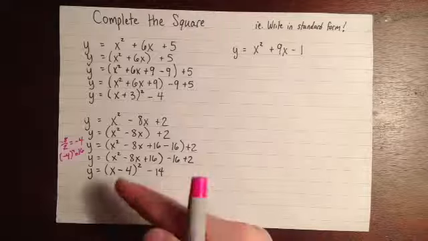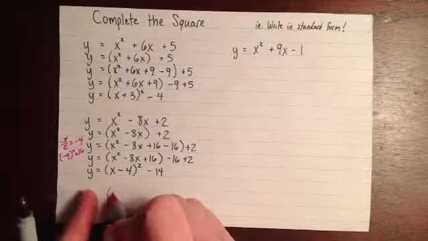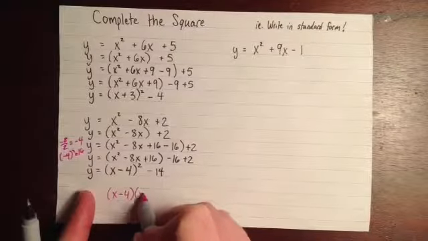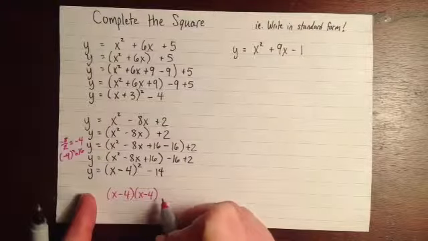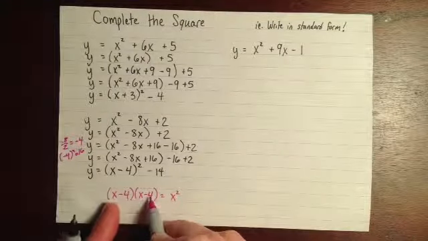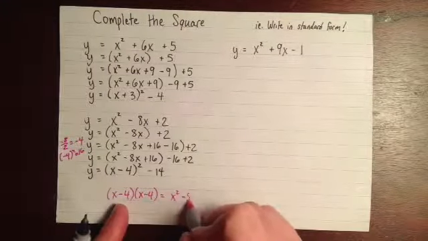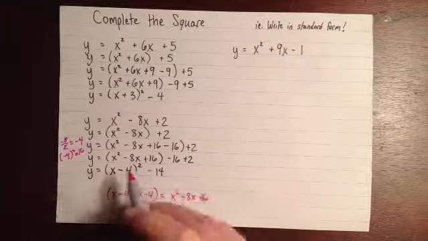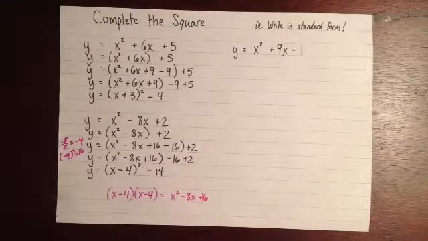And then say you just wanted to double check. You could always, off to the side, do x minus 4 squared. That's x squared minus 4x minus another 4x plus 16. So that is exactly what we had, so that makes sense.